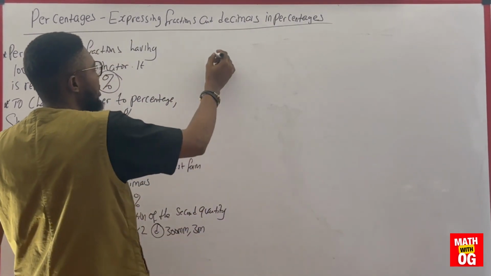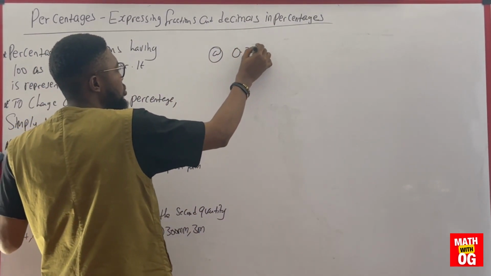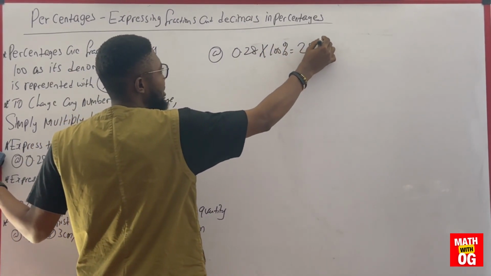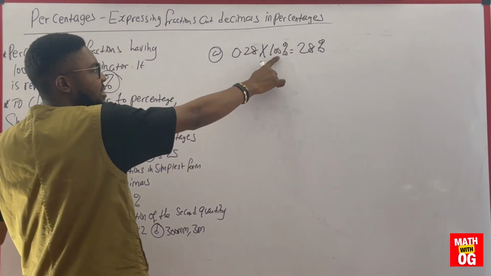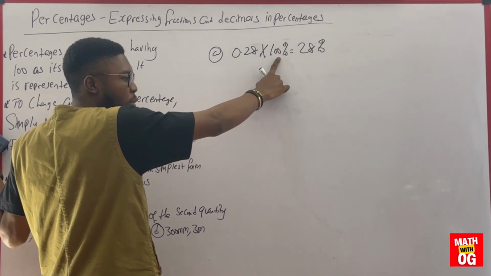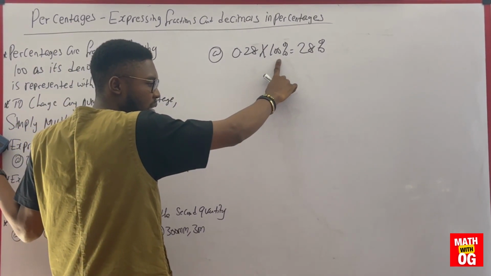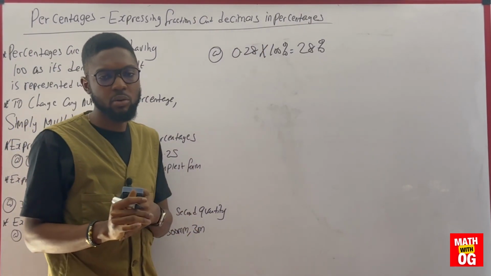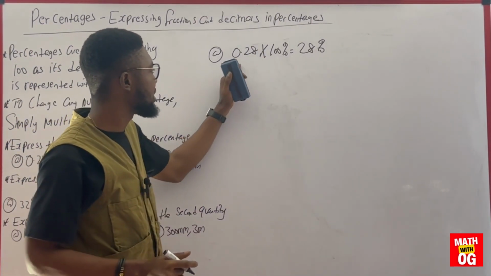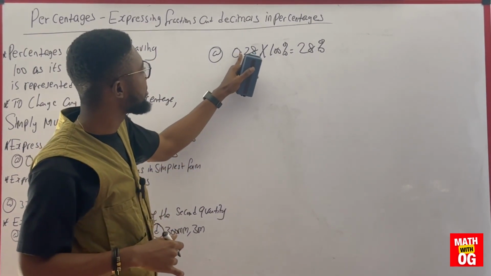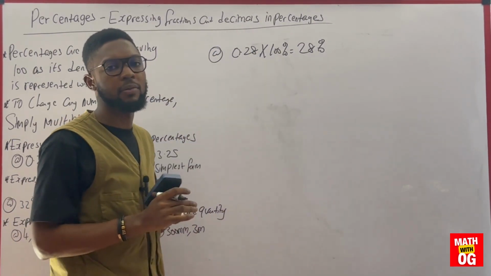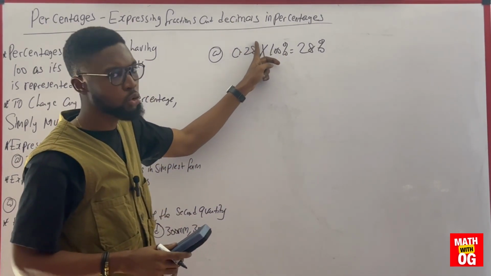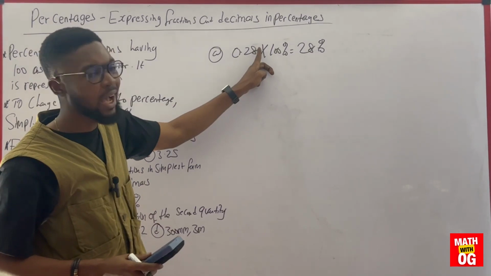So let's change 0.28 to percentage. 0.28 multiplied by 100%. So this will give us what? 28%. How did I get that? This is a power of 10. Remember, when you're multiplying by 10 or a power of 10, you simply move your decimal point to the right the number of times you have zeros. While when you are dividing by 10 and powers of 10, you move your decimal point to the left the number of times you have zeros. I have 2 zeros here, so I'll move this how many times? 1, 2. My decimal point will now be after 8.